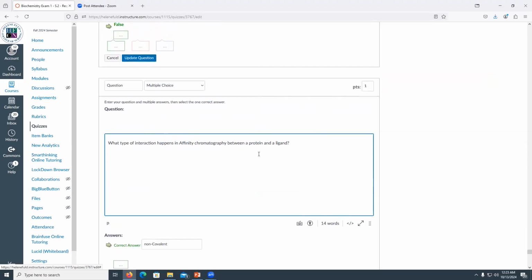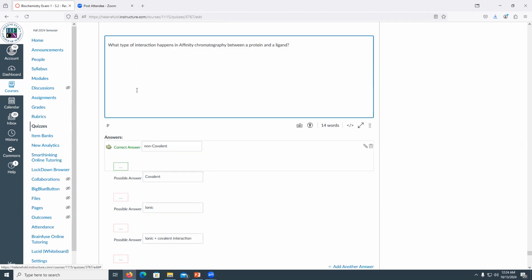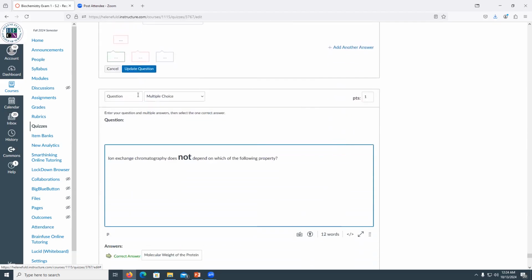What type of interaction happens in affinity chromatography? So we're going to have a non-covalent interaction. That's a bond like when you have nucleic acids attached to each other in the double helix, G with a C, A with a T. You know that kind of bond is a dashed bond. That's a non-covalent hydrogen bond.